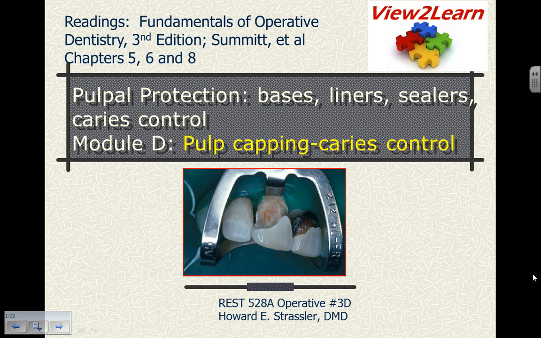This is Dr. Howard Strassler presenting the e-lecture Pulpal Protection, Bases, Liners, Sealers, Caries Control, Module D, Pulp Capping and Caries Control.